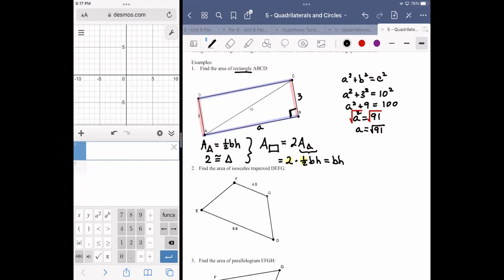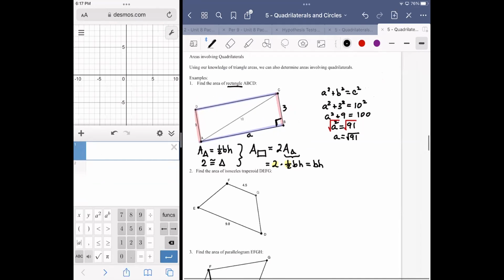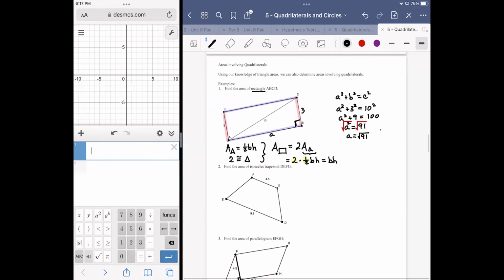All right, so radical 91 is where we would leave that, but now that's the base. So the 3 would be the height.